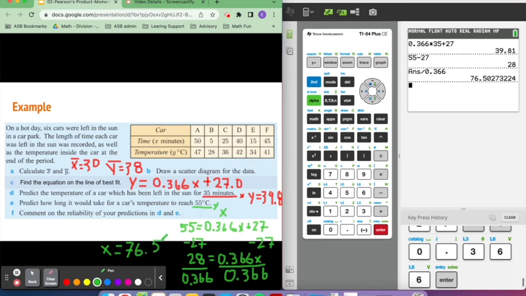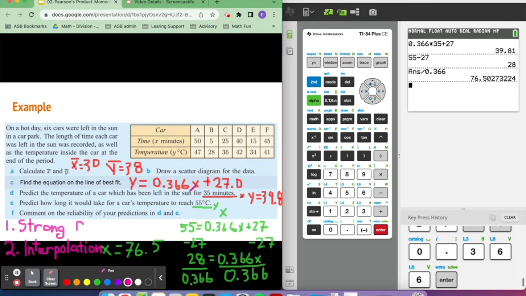Okay, now let's talk about F, which is the last part of this example. Comment on the reliability of your prediction. For the reliability, you need two things. You need to have a strong R value, and it needs to be an interpolation. So let's talk about D first. The temperature when we have 35 minutes.